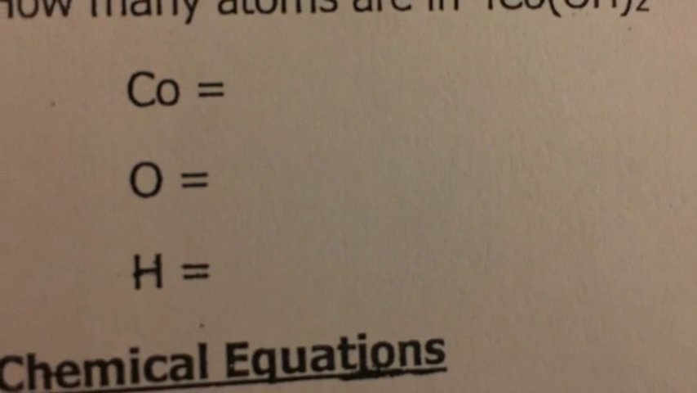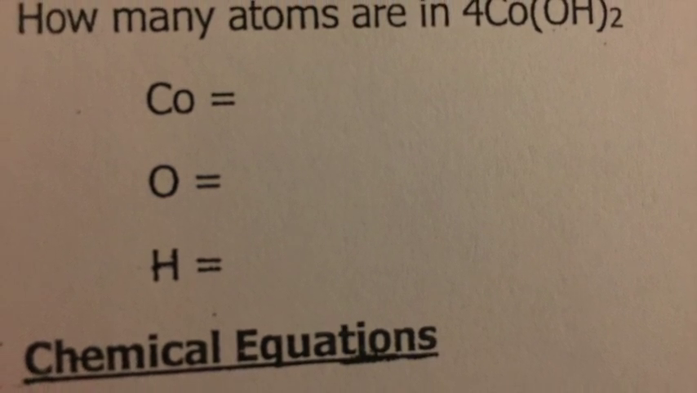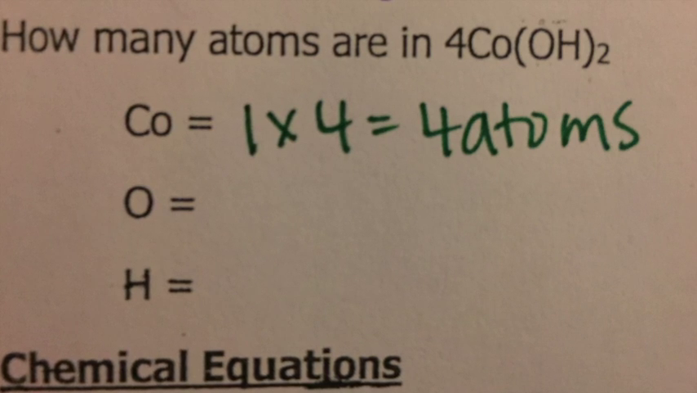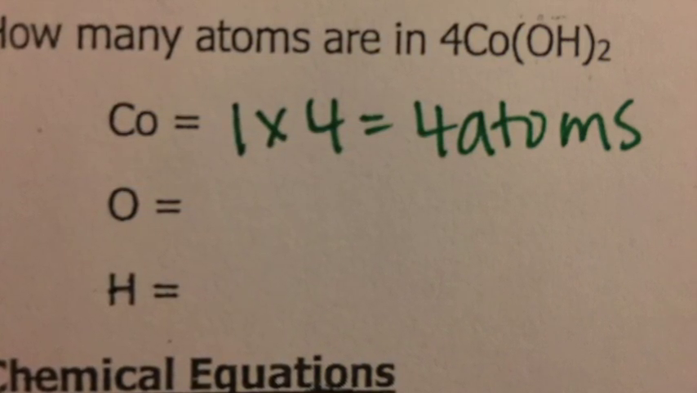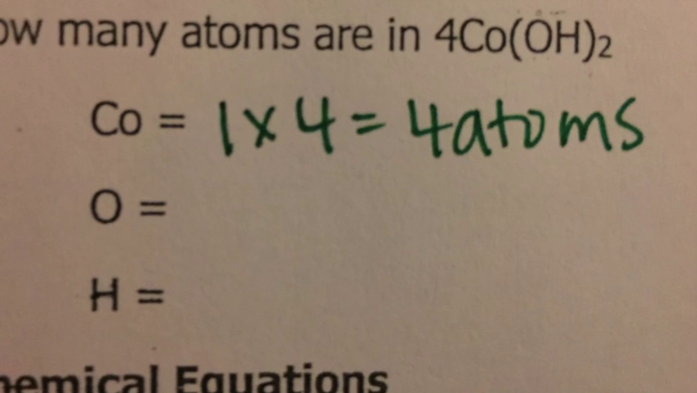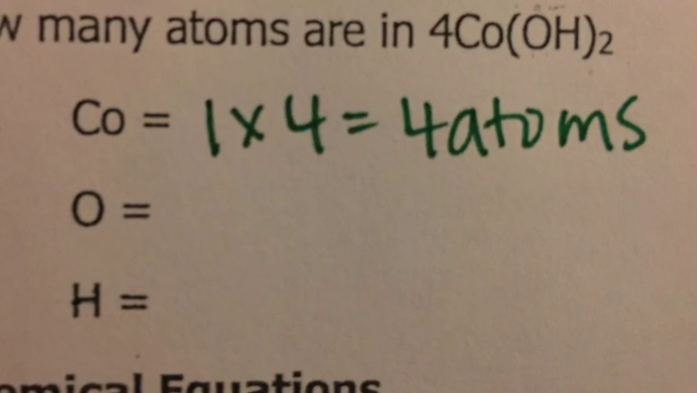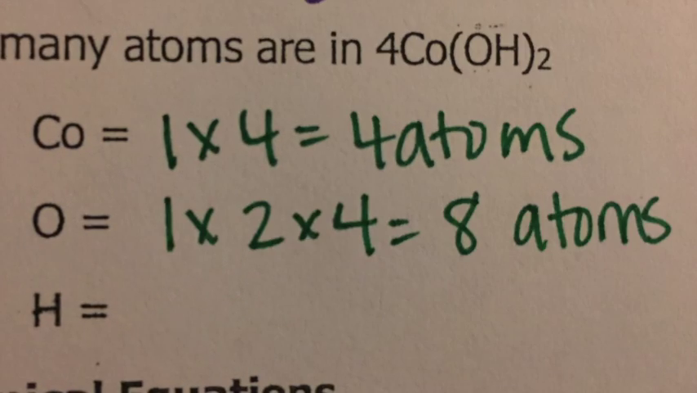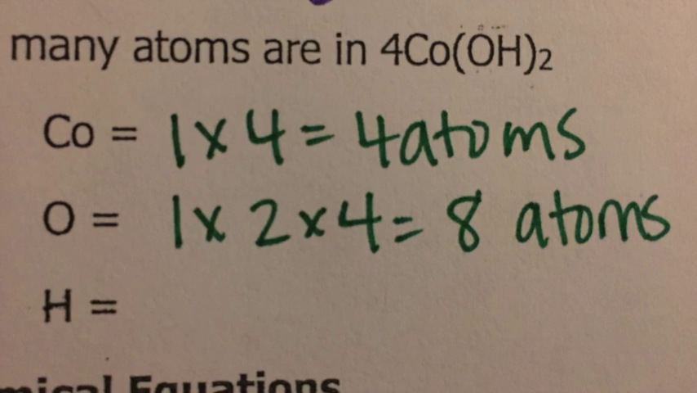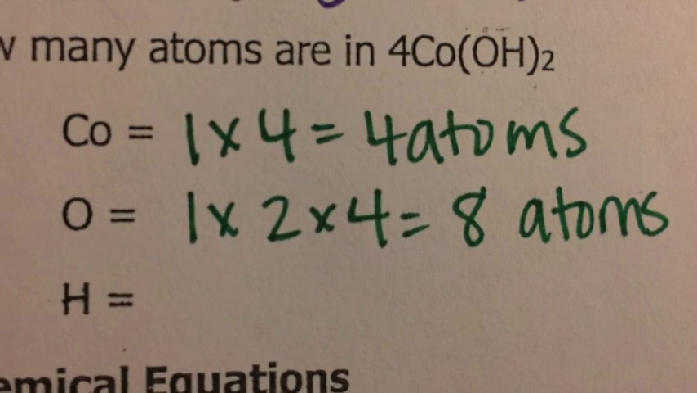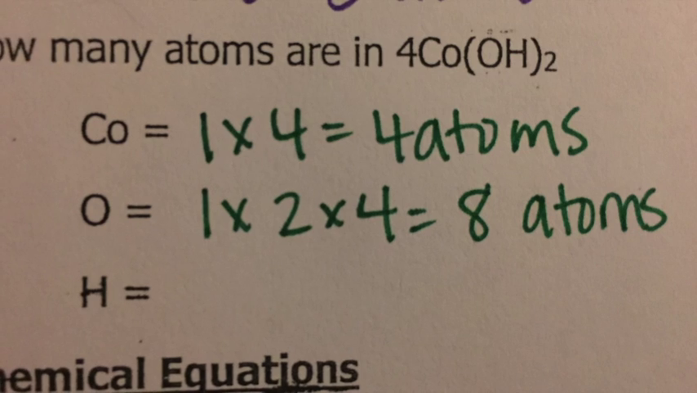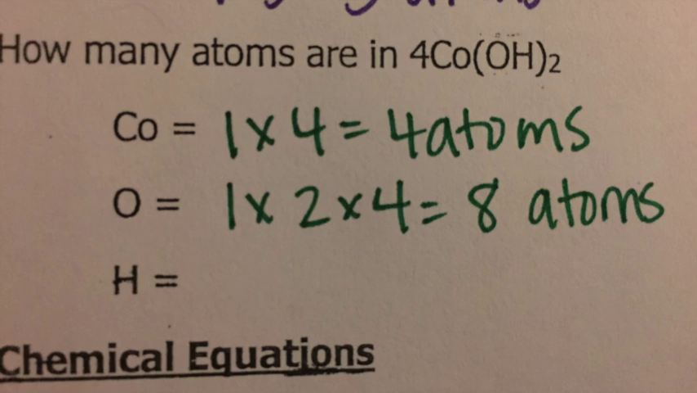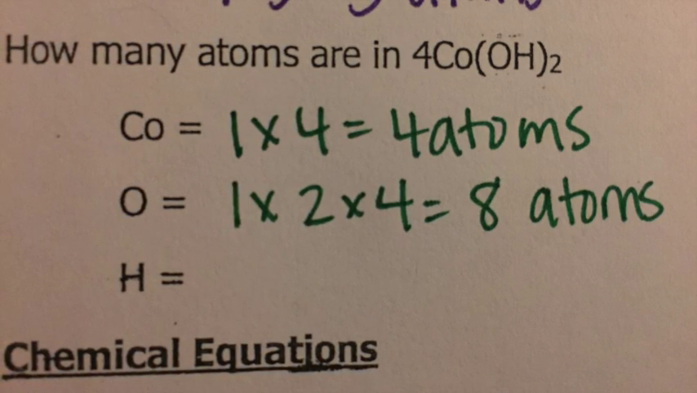The next example is how many atoms are in 4Co(OH)2. So cobalt, our first element, it doesn't have a subscript, so that's a 1. It's not inside the parentheses, but it is part of the molecule, so it is going to be multiplied by that 4 coefficient. So there are 4 atoms of cobalt. Oxygen is our second element. It doesn't have a subscript, so that's a 1. It is inside the parentheses, so times 2. And it is after the coefficient, so times 4. So 1 times 2 is 2, times 4 is 8 atoms of oxygen.